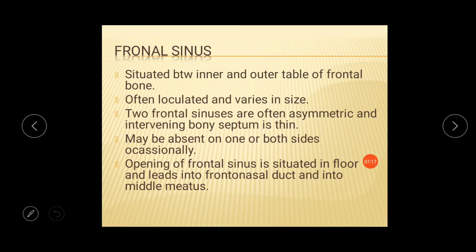It is often loculated and varies in size. The two frontal sinuses are often asymmetric and the intervening bony septum is thin. Sometimes this intervening bony septum may be absent also. Sometimes the frontal sinuses may be absent on one or both sides.